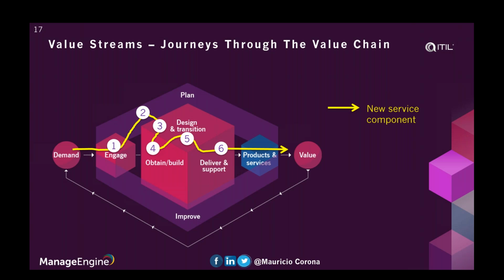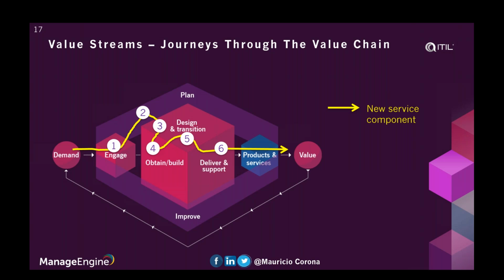Well, maybe these are the 6 main steps. It goes from engage to planning, then to obtain and build, then to design. Then to obtain, then to transition, then to deliver and support. We launched the new product and service in order to provide value right now with the actual conditions that we are having with COVID-19, and we are starting to deliver value.